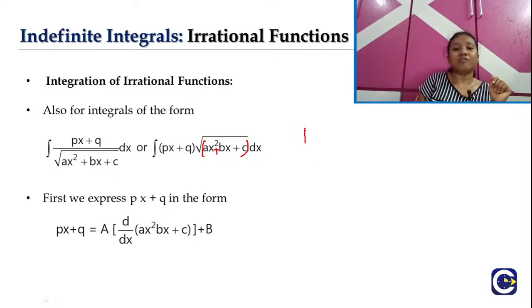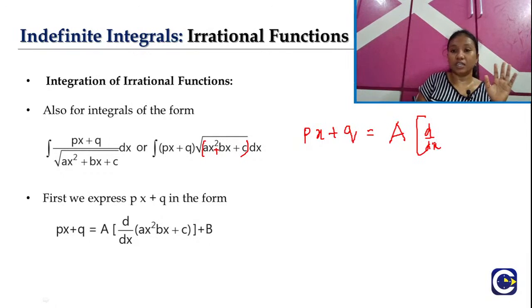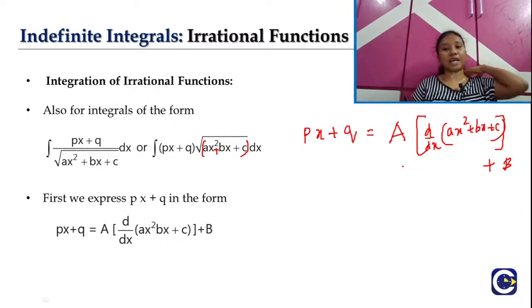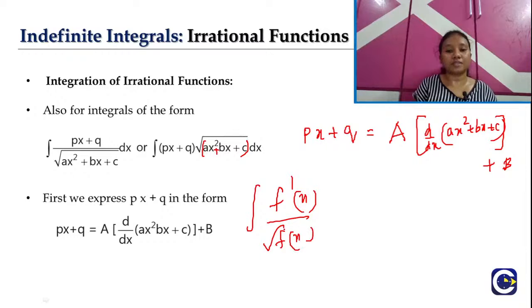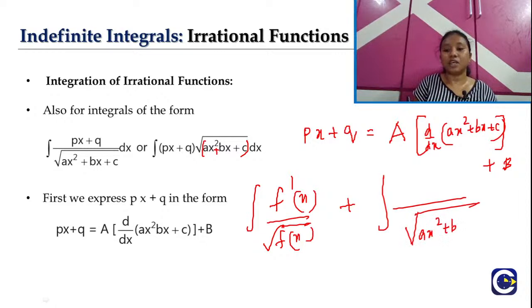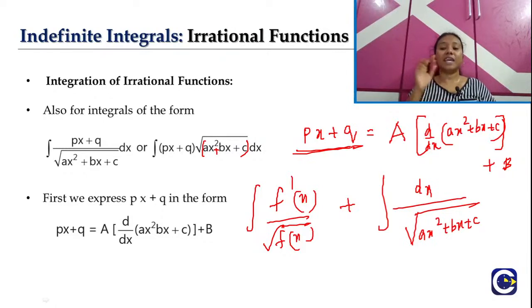Right, so the first step will be writing our px plus q as capital A into the differentiation of the denominator. Right, the expression present in the denominator. So we will just neglect the root here. So it will be ax square plus bx plus c and then plus constant B. And you know how to find the standard values A and B. Right, and then we will be substituting it. So these will be coming as two different terms, and then we are going to separate it as two different terms. So one term will be in the format of f dash x by root over f of x, and the other term will be some constant divided by root over ax square plus bx plus c. Right, so these two terms will be coming when we write our px plus q as A into the differentiation of the denominator expression plus constant B.